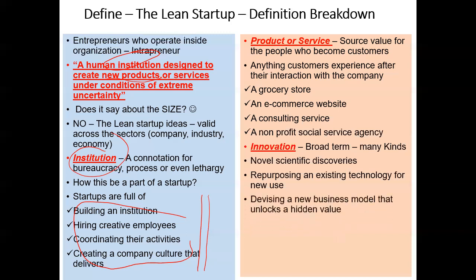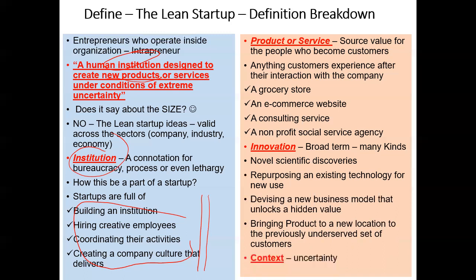Devising a new business model that unlocks the hidden value. Same product, same customers, but a different business model. Bringing the product to a new location to the previously underserved set of customers. And then end is the context uncertainty.